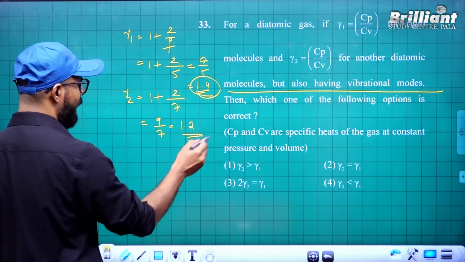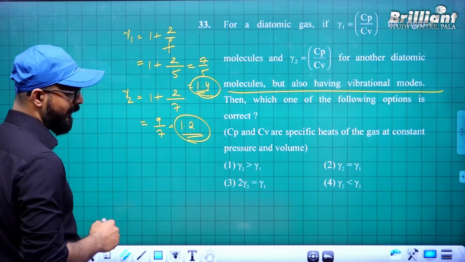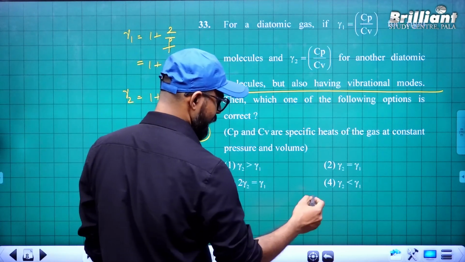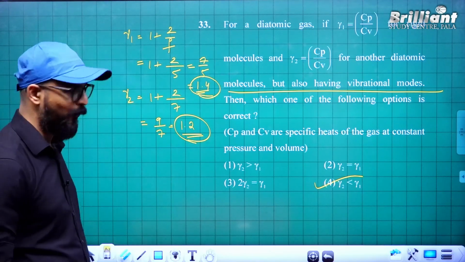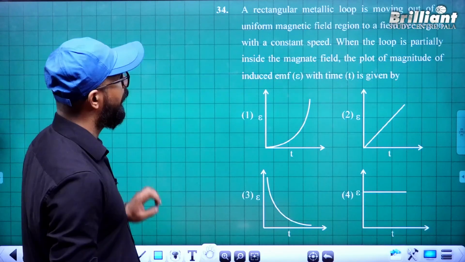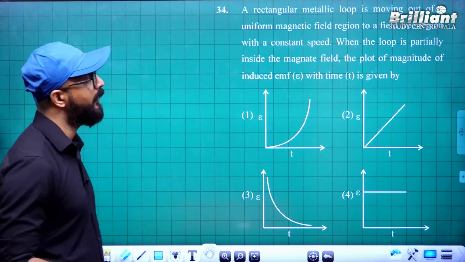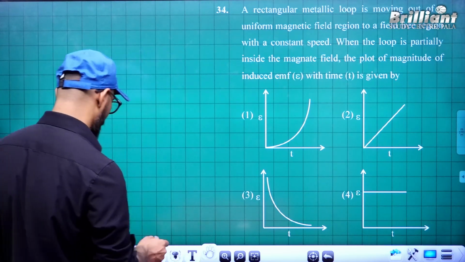So if you compare them, you will see that gamma 1 is greater than gamma 2. There you go. Option 4. Clear? Next. A rectangular metallic loop is moving.